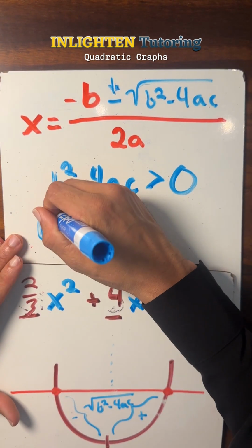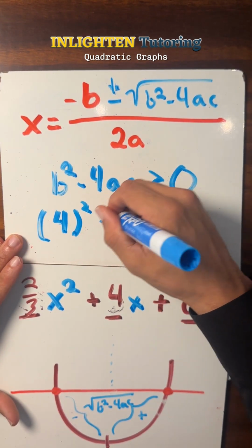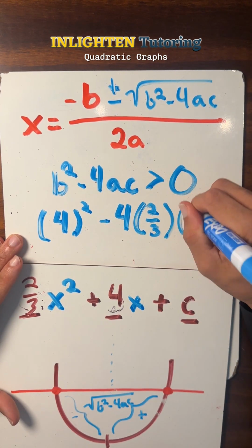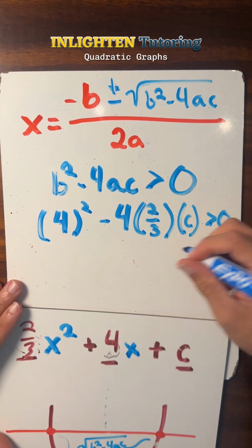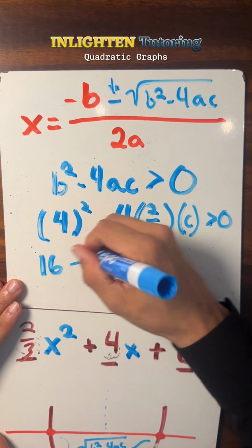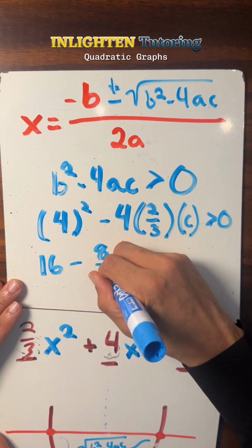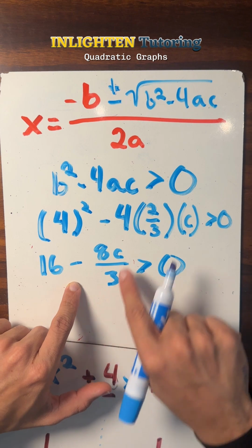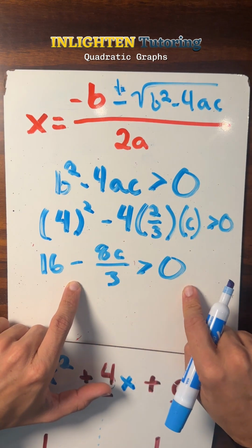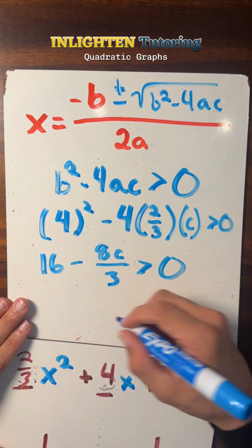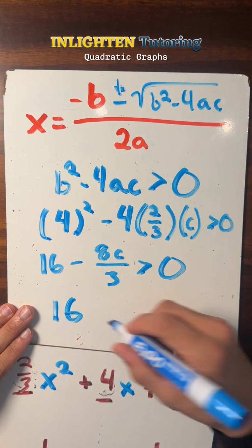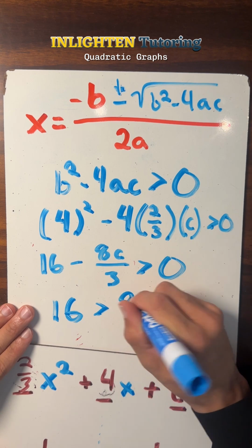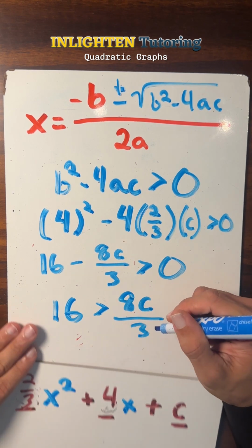We'll plug in 4 for our b. We'll subtract 4 times 2 over 3 for a times c, which is going to be greater than 0. This is 16 minus 8c over 3 is greater than 0. I personally am going to add this 8c over 3 to the other side because I don't like to divide by negatives. You have to remember your sign flip, all that type of stuff, but this avoids all that hassle for me.